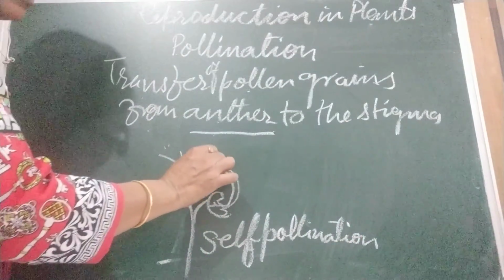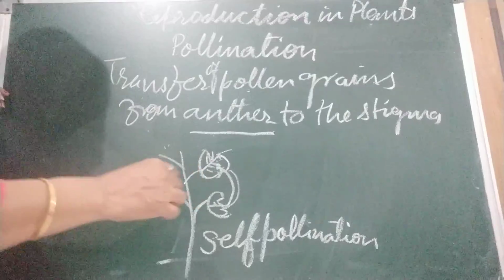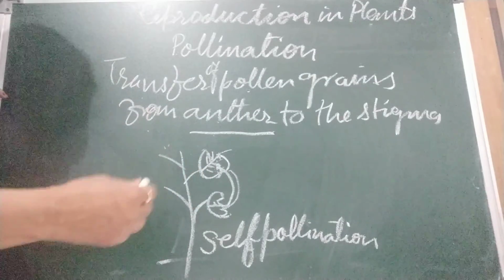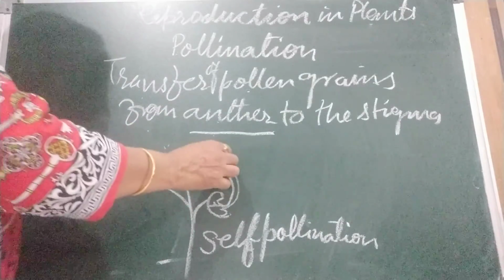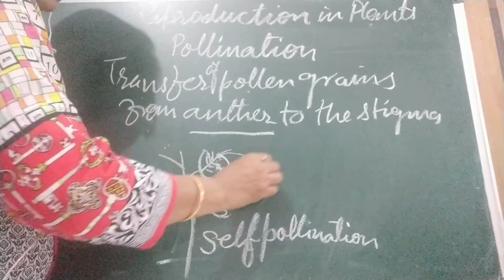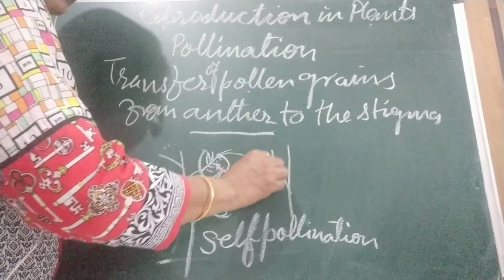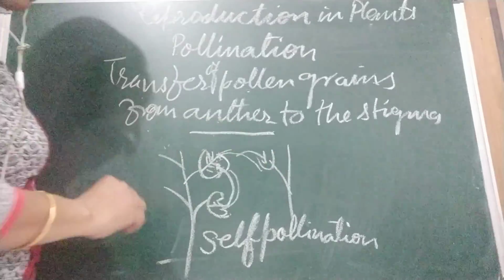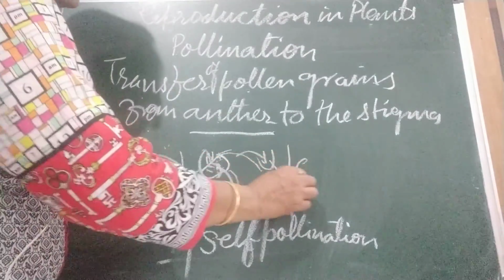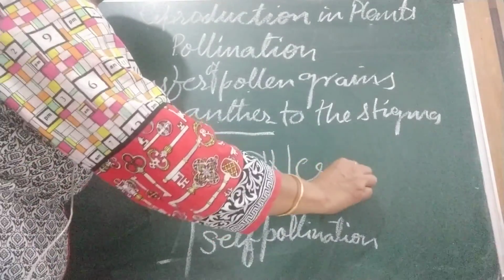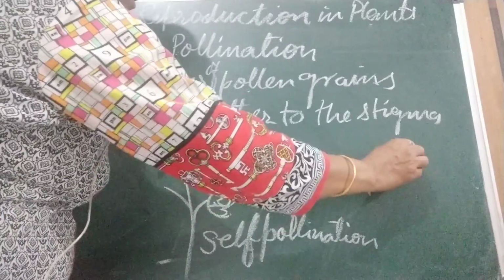Pollen grains move with the help of pollinating agents like water, air, insects, animals from one flower to the flower of another plant. Such a condition we call cross pollination.